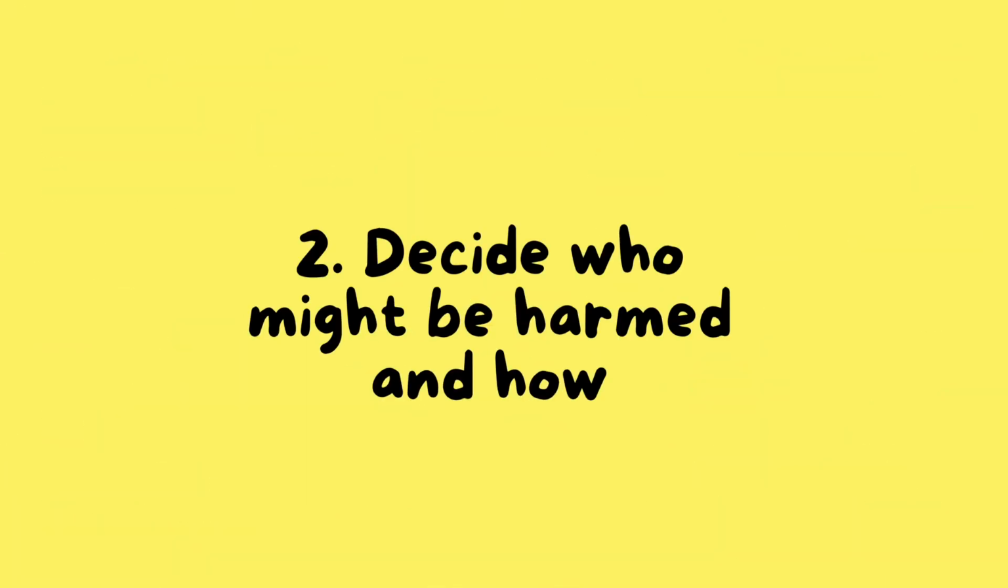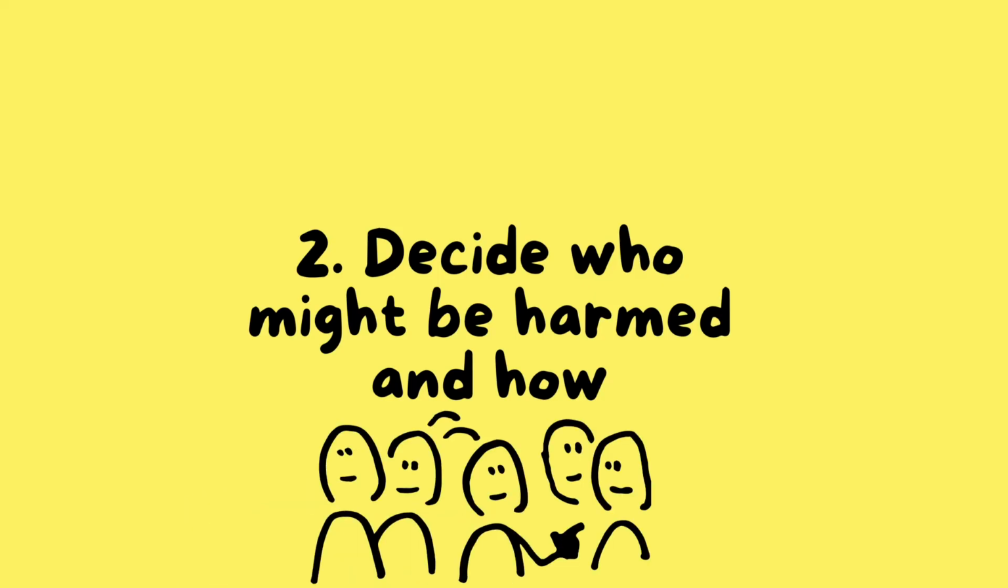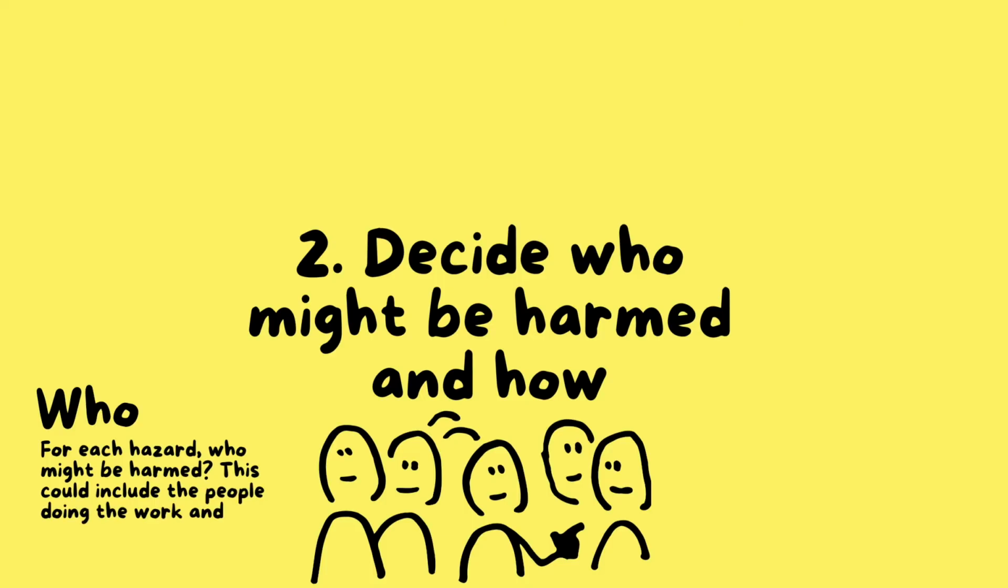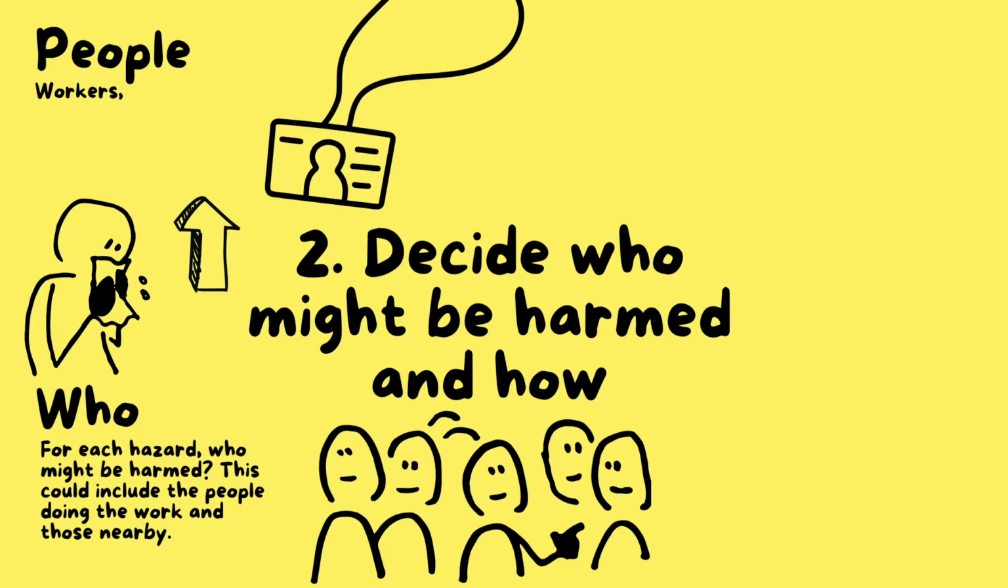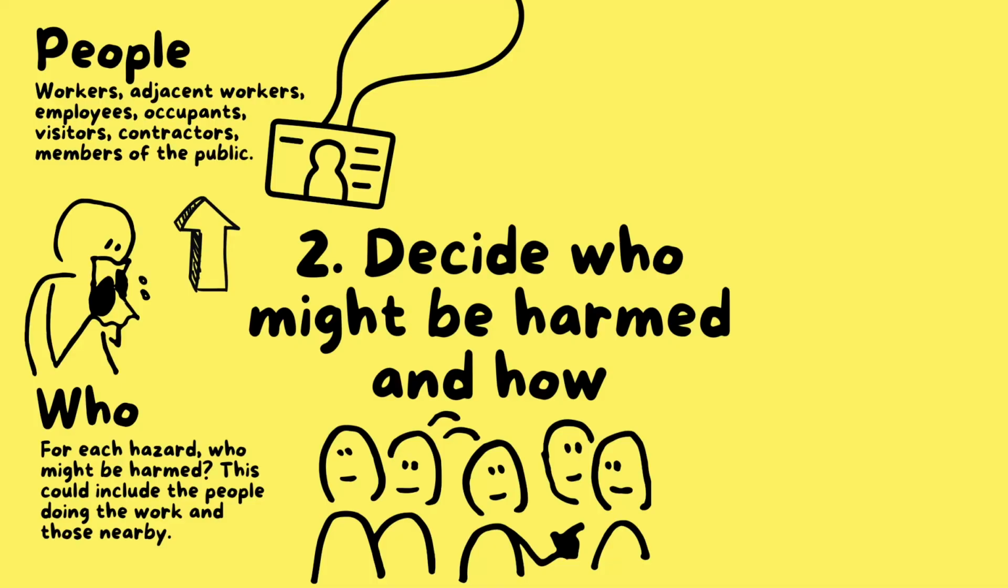2. Decide who might be harmed and how. Who. For each hazard, who might be harmed? This could include the people doing the work and those nearby. People. Examples of people at risk include workers, adjacent workers, employees, occupants, visitors, contractors, and members of the public.